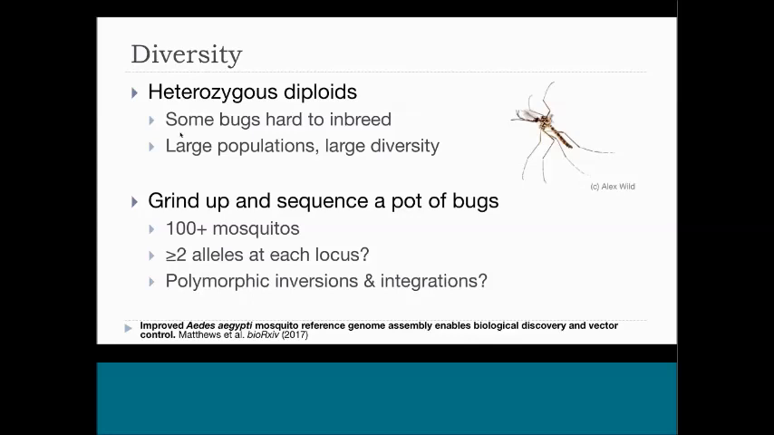The strategy in the past has been either to inbreed or to just grind up, say, sibling mate offspring or even just native populations, and sequence that. In the case of PacBio, that requires 100 or more mosquitoes to get enough DNA to build the libraries. Then you end up with maybe more than two alleles at each locus and unknown polymorphisms in the genome, structural polymorphisms that could be inversions or integrations. We really don't have a good handle on this still. Every time we look at one of these mosquito genomes, we see the same symptom, that there's a lot of diversity there, but we haven't really pinned down the source of that diversity yet, and I'll talk about that in a bit.